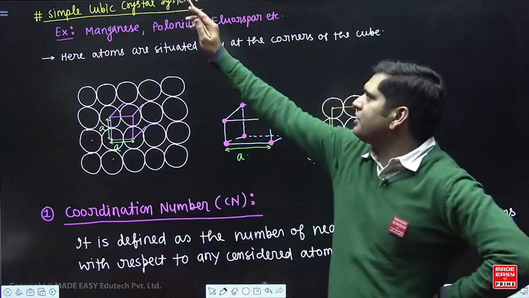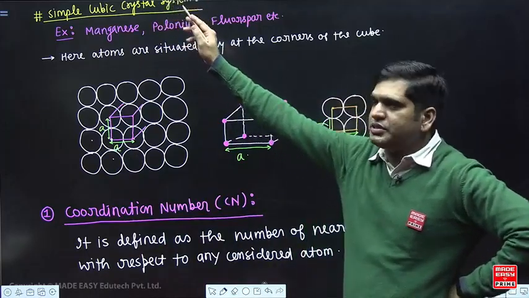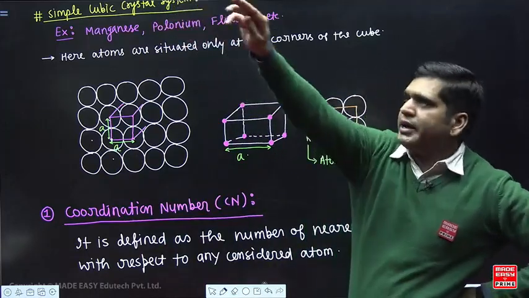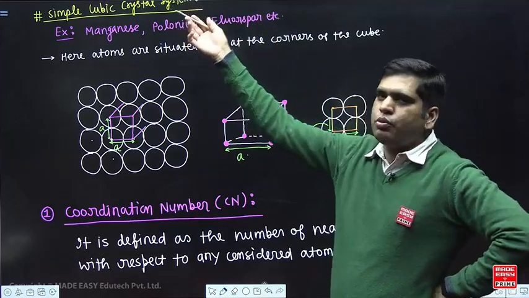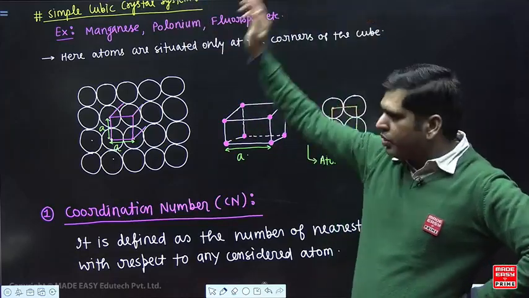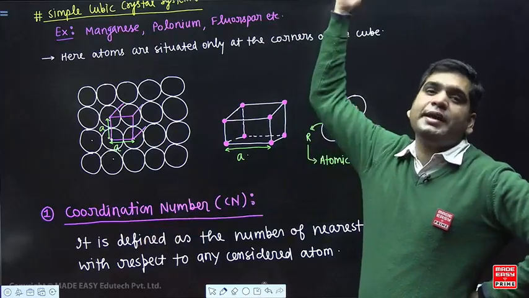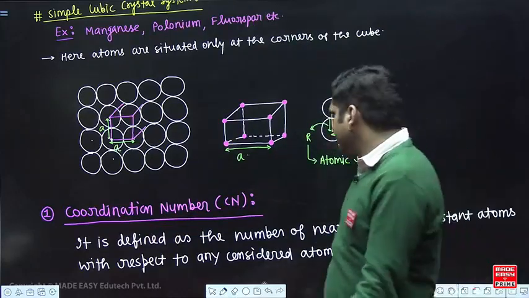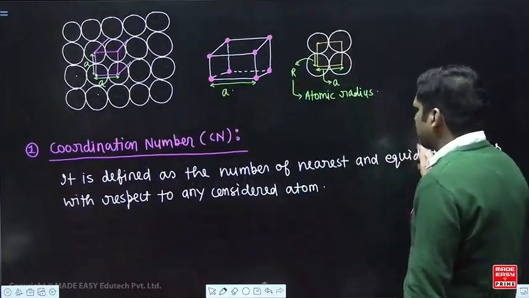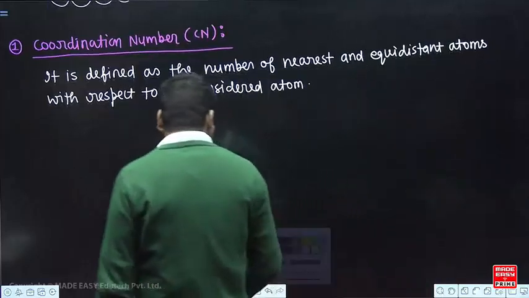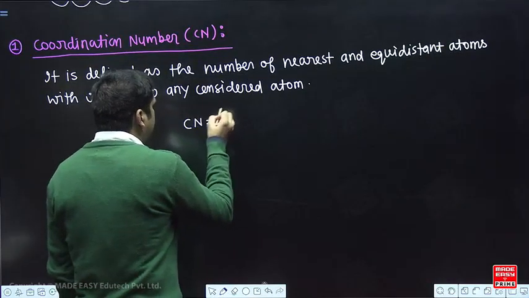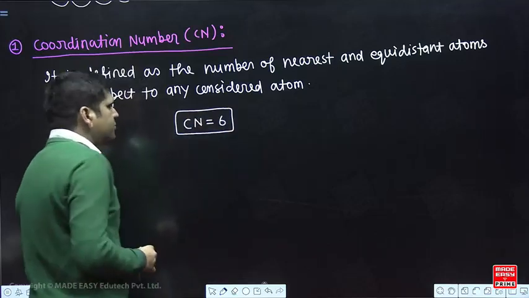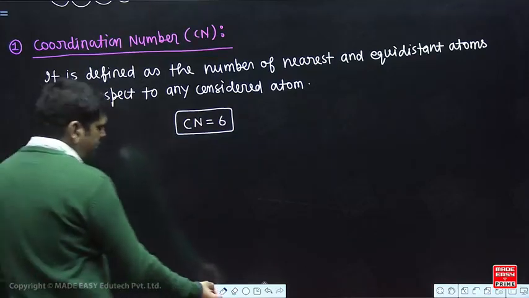Let us suppose I am considering this top corner as the reference atom. In the top plane, one at this side, one at the back side, one at the back side, one at this side, 4, one below it, 5, and one above it, 6. So the coordination number for simple cubic crystal system is 6. It is nothing but the number of nearest and equidistant atoms. Equidistant means atoms at equal distance.